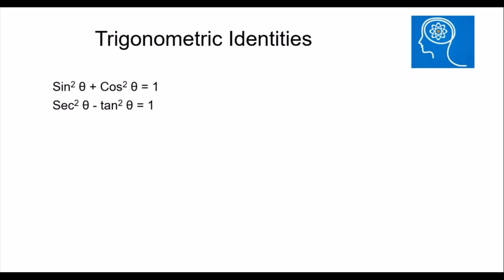Is the third identity cot square A plus 1 is equal to cosec square A? Yes. Cosec square theta minus cot square theta is equal to 1. So 1 plus cot square theta is equal to cosec square theta.